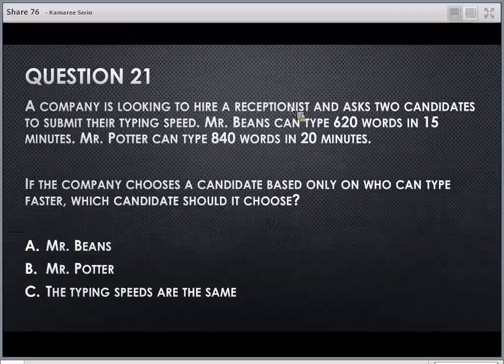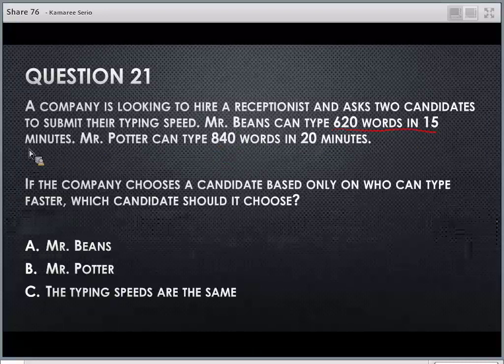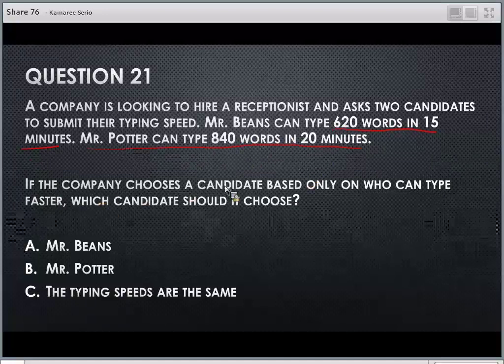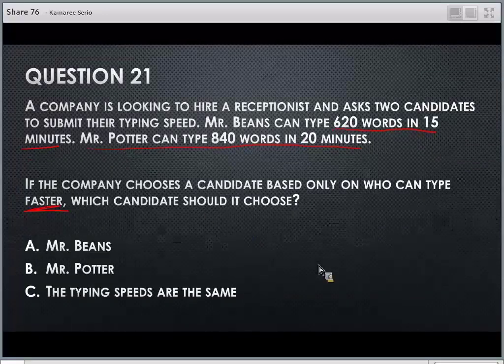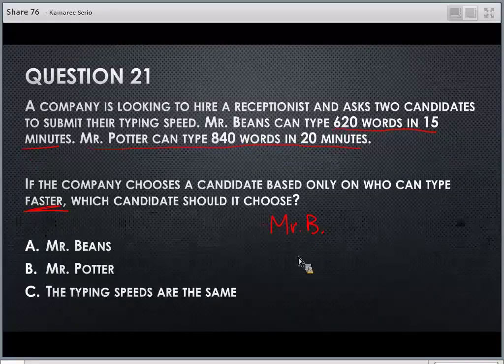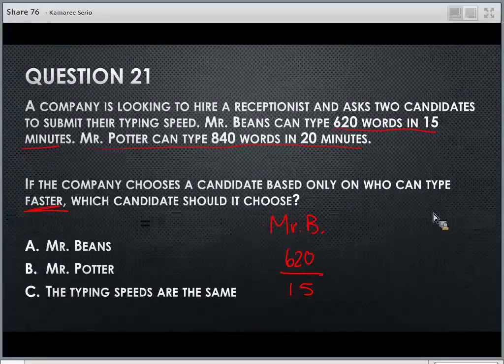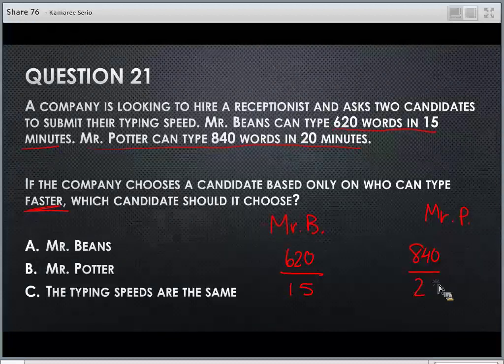All right, a company is looking to hire a receptionist and asks 2 candidates to submit their typing speed. Mr. Bean can type 620 words in 15 minutes, and Mr. Potter can type 840 words in 20 minutes. If the company chooses a candidate based on only who can type faster, which candidate should they choose? All right, so we have Mr. Bean here. He can type 620 words in 15 minutes. And we have Mr. Potter here. He can type 840 words in 20 minutes.